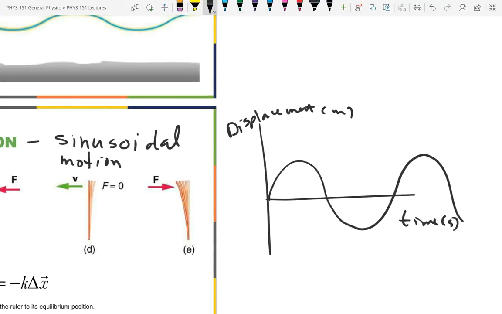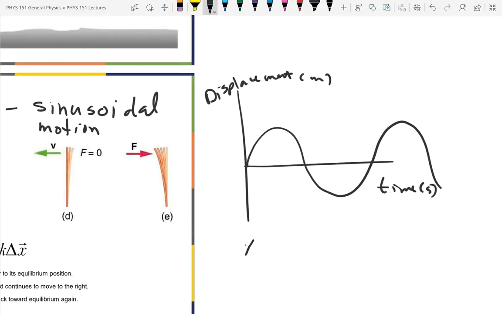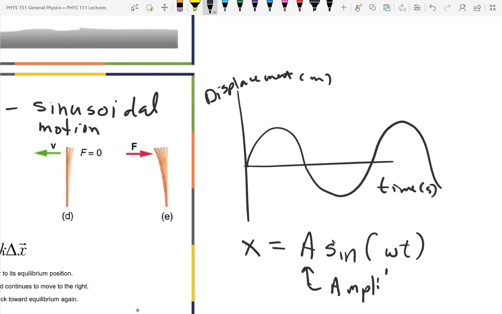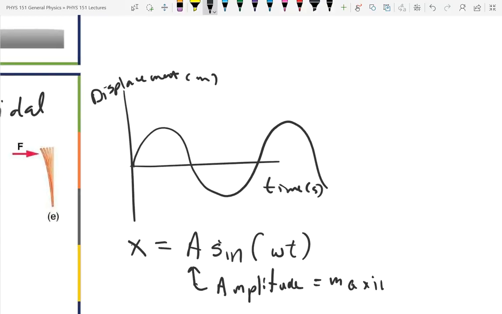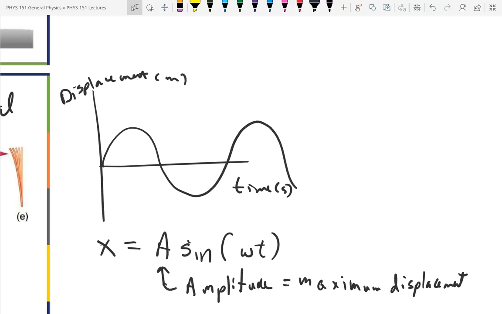So the displacement is going like this, and it's described by an equation that says x is equal to A sine of omega t. A is the amplitude. Amplitude is the maximum displacement. So the amplitude is the maximum it was displaced. And notice that that's symmetric. The sine function goes between -1 and +1. So when you have a simple harmonic oscillator, its displacement goes between the plus amplitude and the minus amplitude.